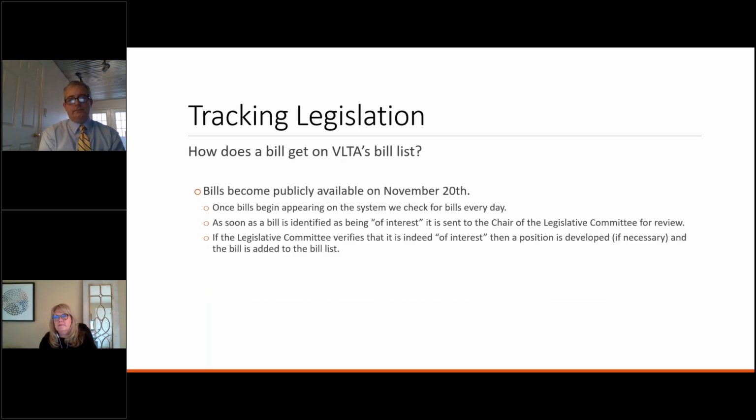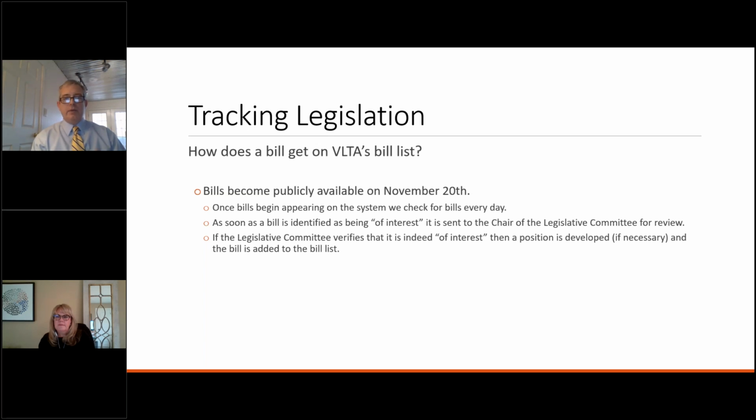Go ahead, Catherine. So, tracking legislation. How does a bill get on VLTA's bill list? This year, bills became publicly available on November 20th, and that's really, really late. The reason that happened was because both the House and the Senate had to stand for re-election on November 7th of this year. Usually bills become available in mid-July, and so you have a lot of time to look at bills and review bills and decide what you want to do with them. This time it's been very truncated, and in fact there are probably only maybe 25 bills on the system right now, and we expect around 3,000, maybe a little bit more.